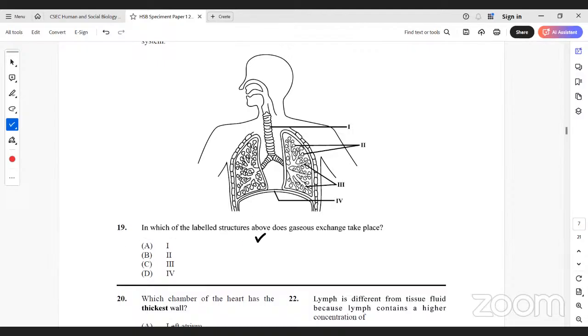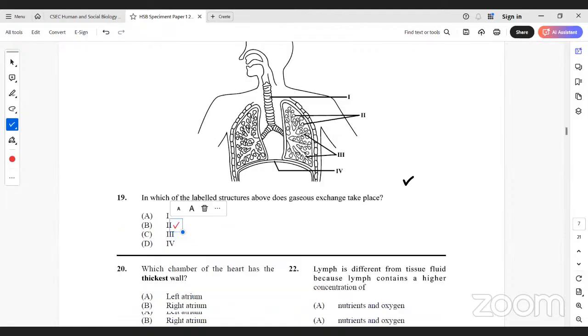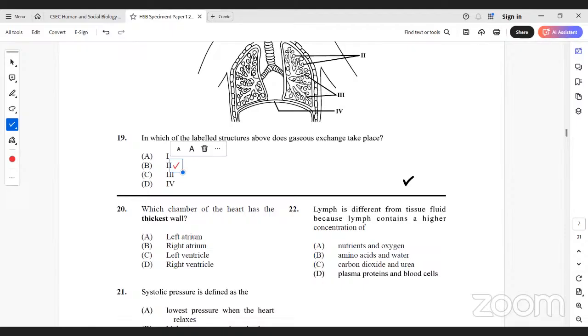In which of the labelled structures above does gaseous exchange take place? Gaseous exchange, the movement of gases like carbon dioxide and oxygen, where are they taking place? And I hope everyone is thinking the alveoli, another name for alveoli is the air sacs. So you are thinking B. Yes, I'm seeing some B's in the chat. Wonderful, wonderful.